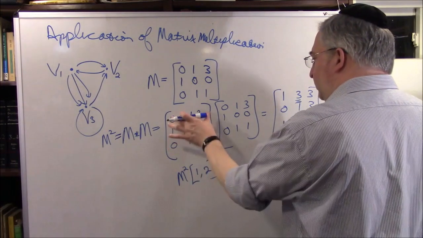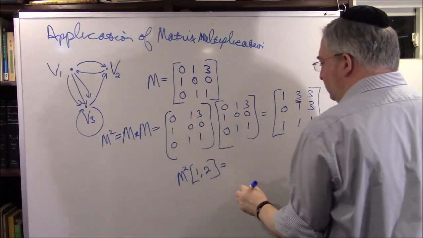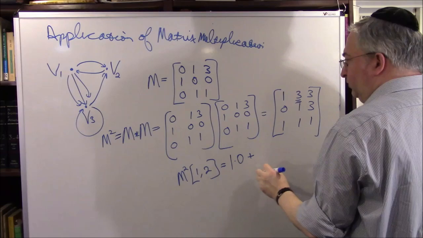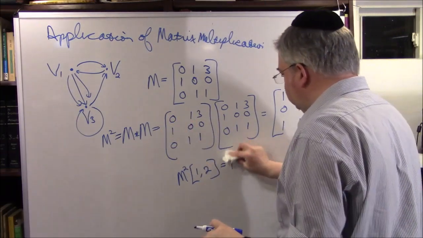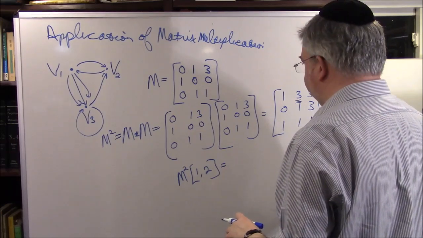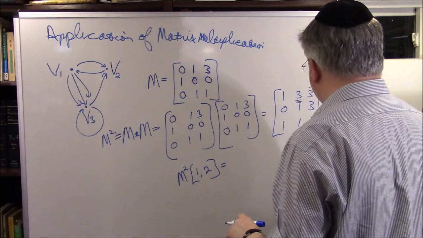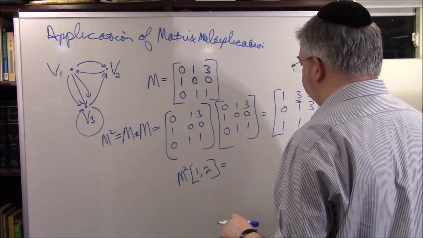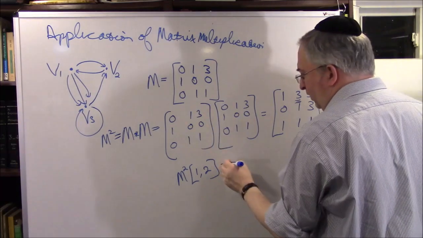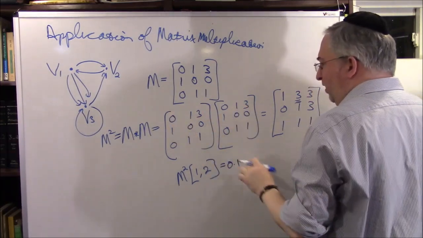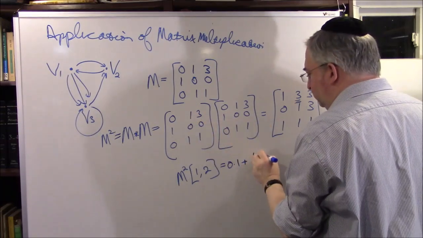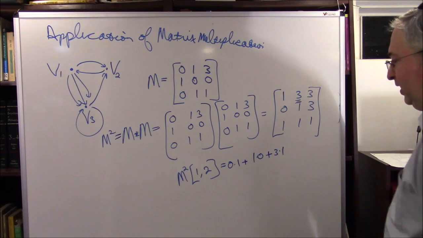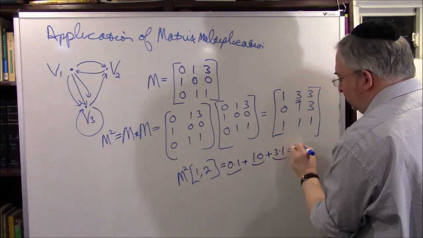Let's see what it's equal to. I'm looking at first row, second column. It's 0 times 1, that's this entry times this entry, plus 1 times 0, plus 3 times 1. Now this is 0, this is 0, this is 3. So that's equal to 3. That's why I put a 3 there.